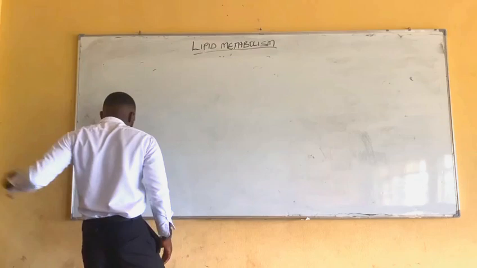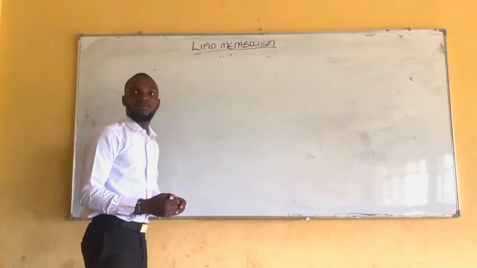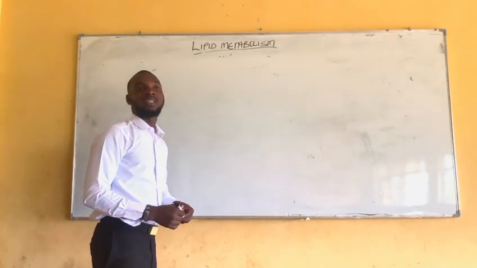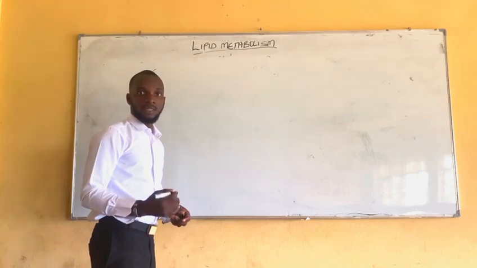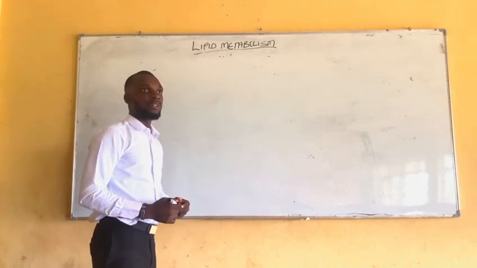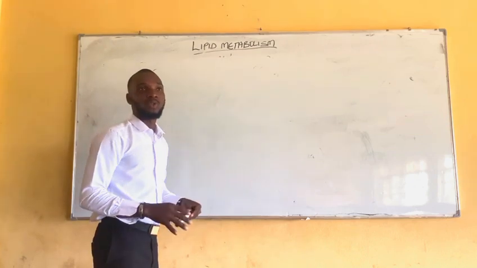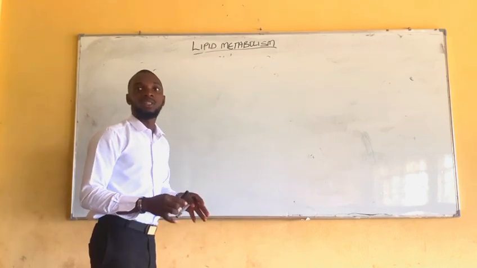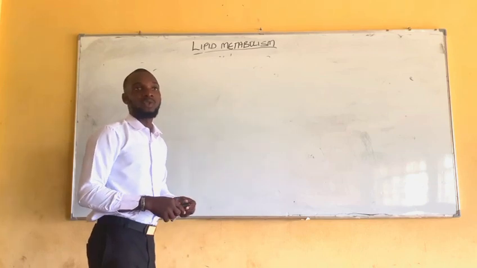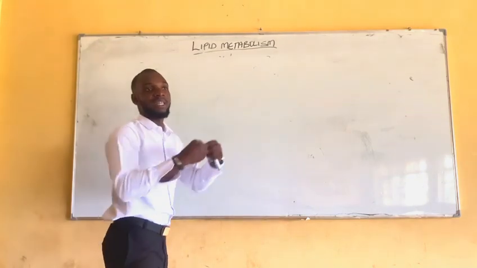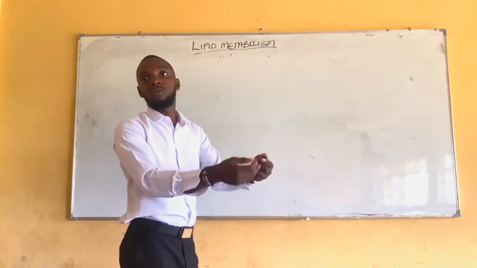So here's the thing. The first step, the activation of fatty acid, occurs in the cytosol. Understand? But here's the thing. It has to enter the mitochondrial matrix because all the enzymes of beta oxidation are in the mitochondrial matrix. So that acyl-CoA has to enter the mitochondrial matrix for it to undergo beta oxidation.